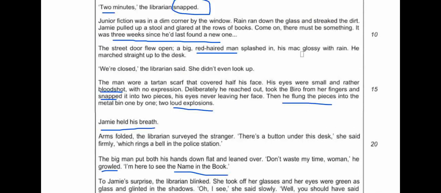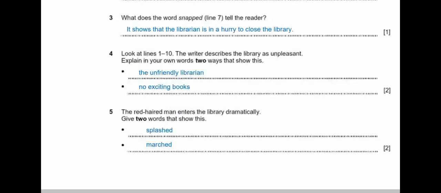in lines 11. The street door flew open and a red-haired man splashed in. So this will be the one word, splashed in. Entered dramatically and he marched, and the door flew open. So we just type down splash and march. Here we go, this is our answer. The two words are splash and march.